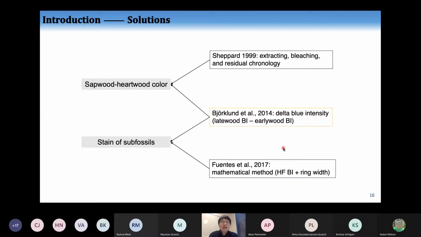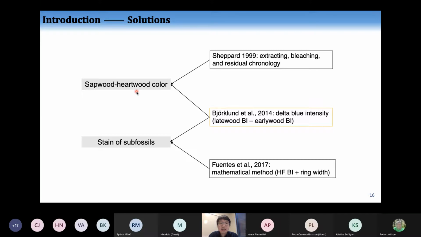As we can see from the picture here, most of the samples were stained with different extents of gray or blue colors. In fact, a couple of solutions were proposed in the past in order to overcome the discoloration issue for the blue intensity method. In 1999, Shepard used extracting, bleaching, and resurfacing technology in order to resolve the sapwood-heartwood color difference. And in 2004, Jesper proposed the delta calculation of blue intensity data by differentiating the latewood BI and earlywood BI. And in 2017, Ventus used a mathematical method by combining the high-frequency signal of blue intensity with the ring width data.